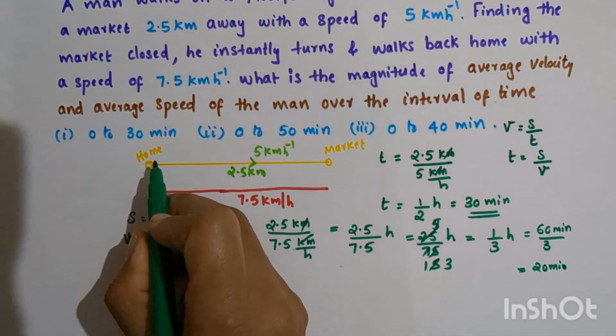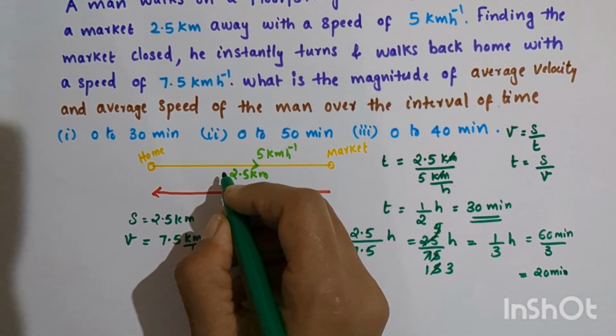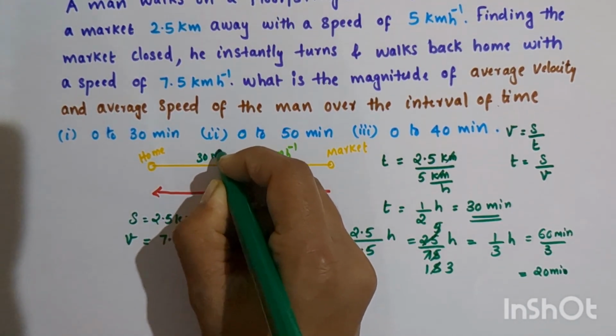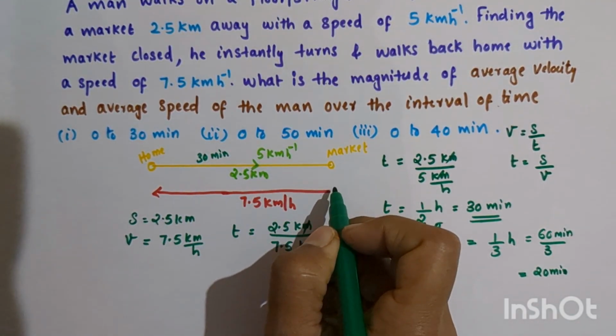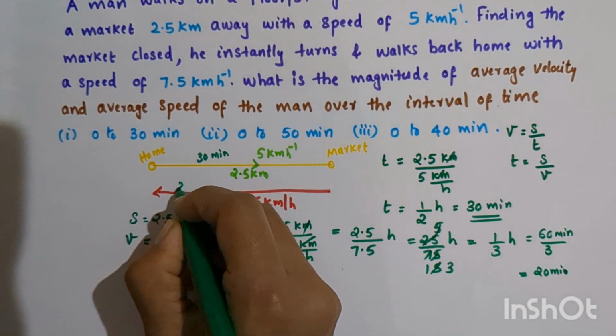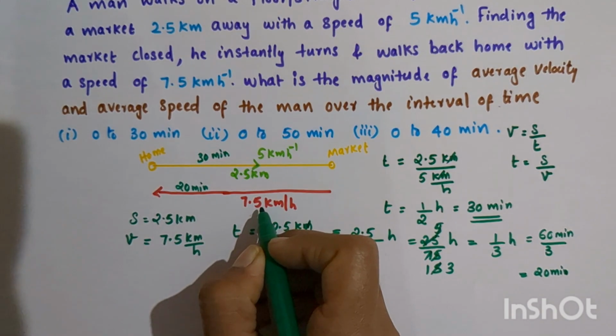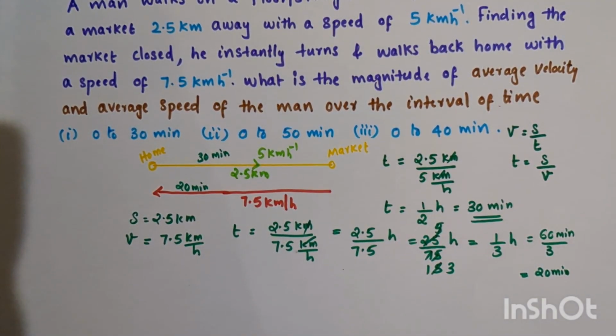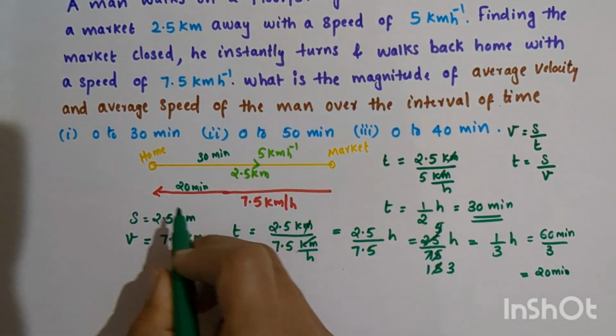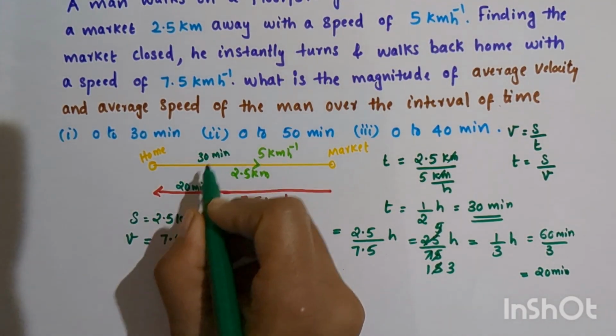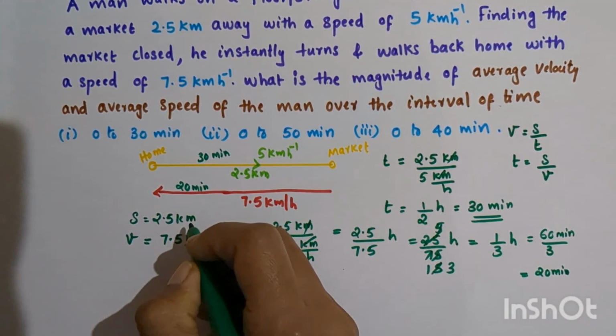That is, you see, from home to the market the time taken by that man is 30 minutes, which is half an hour. Then from market back home the time taken is 20 minutes only, because the speed is more this time. So the total time taken by the man to come back home is what? 30 minutes plus 20 minutes, which is 50 minutes.